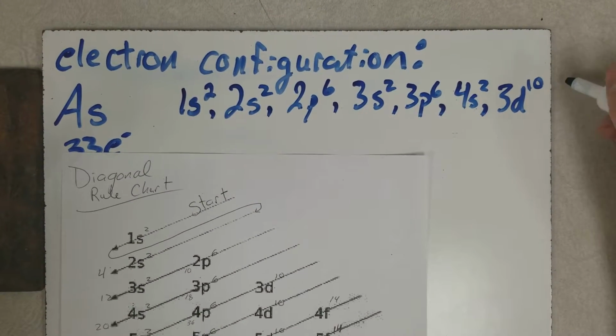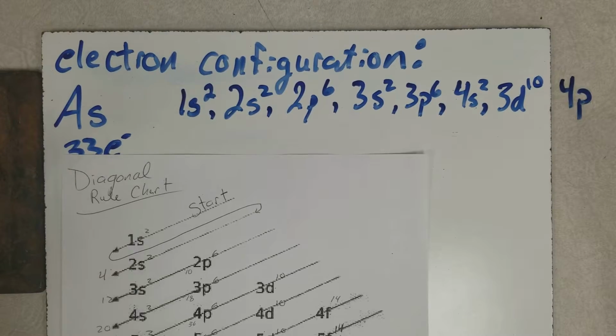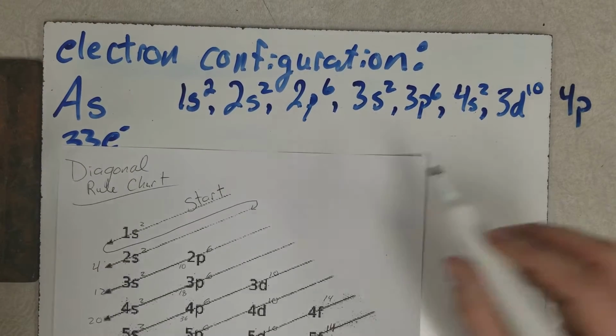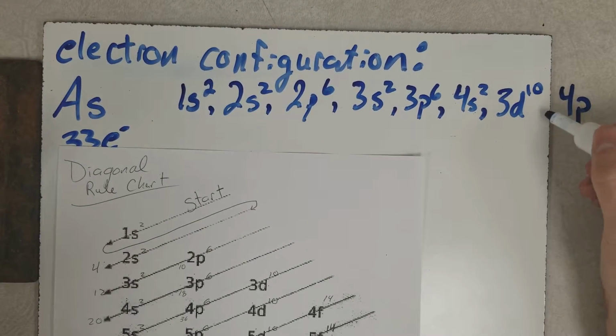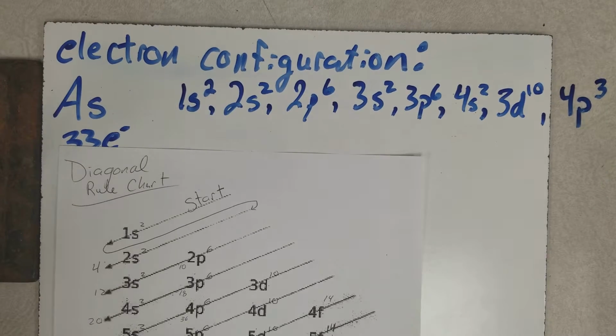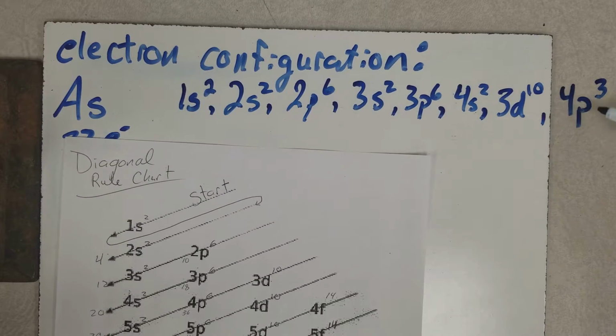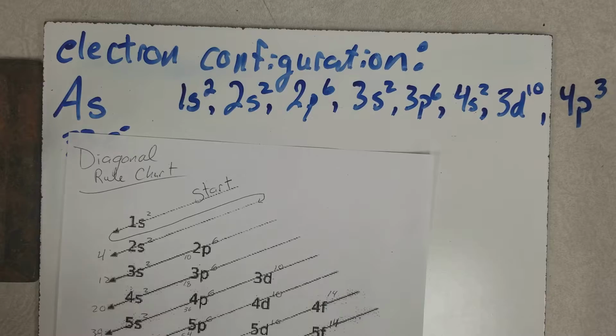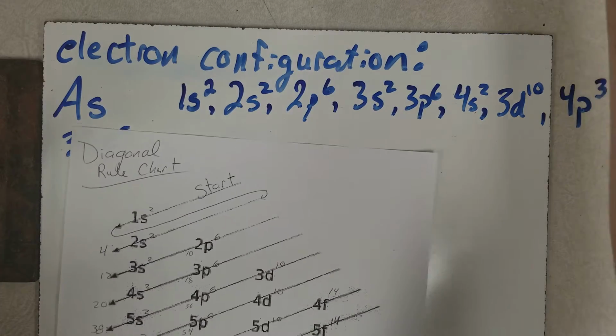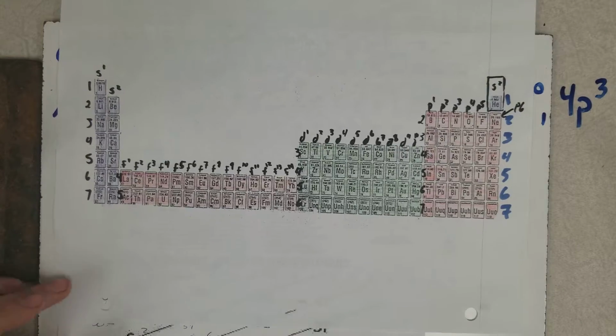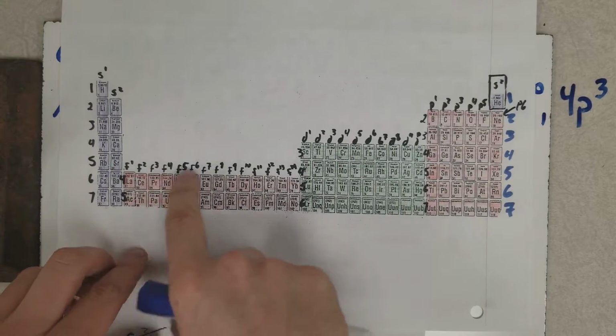So the next one would be the 4p. Since we've used 30 up to this point, we only have 3 left to put in there. So it would be 4p3.